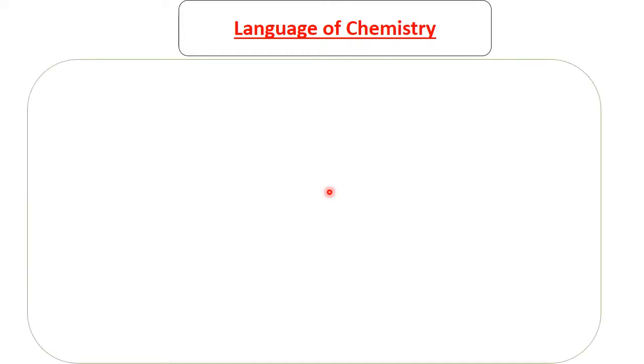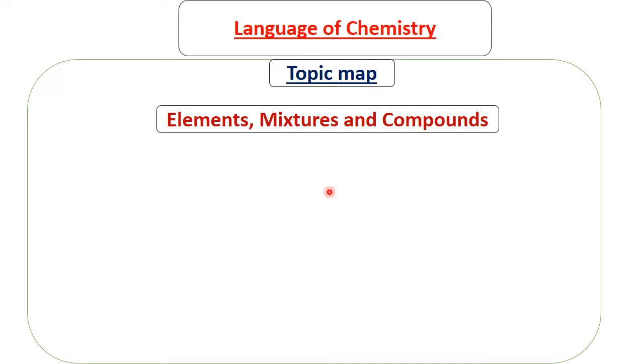So this video, which is the language of chemistry, is going to be discussed by using this topic map. Of course, the topic map just gives us an idea of how concepts are connected. So we're going to start with elements, mixtures, and compounds.